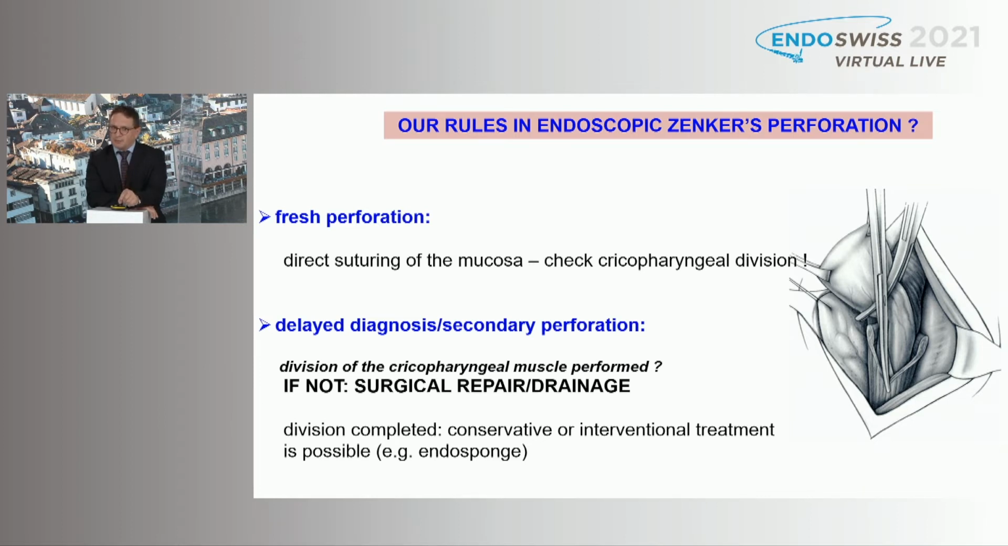If he would have told me, I did not perform the myotomy, or the myotomy is incomplete, no conservative treatment. We have to go in and fix that. Because if the myotomy is not performed, and you have a hole, you have a high pressure zone, and this will not heal. So this is the important question. Division completed or not? And if it's completed, and if it's contained, you can go for conservative treatment.